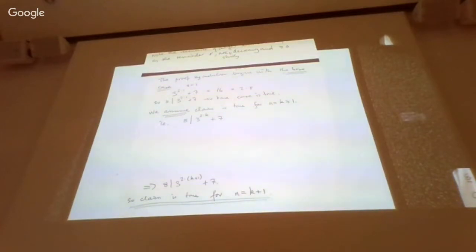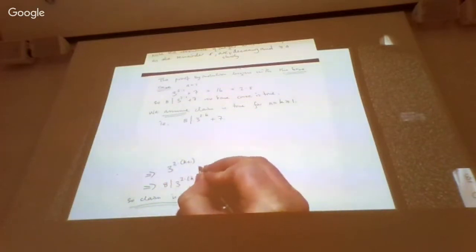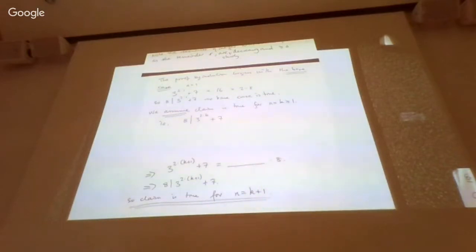So it seems that either we're going to base this on operating on the divisibility level using properties of divisibility, or maybe we can roll these statements back to statements just about products of integers, and then use more basic algebraic manipulation arguments to get there. I would do that. What does it mean to say 8 divides this? It means we can write 3 to the 2k plus 1 plus 7 as something times 8, and this something has to be an integer.